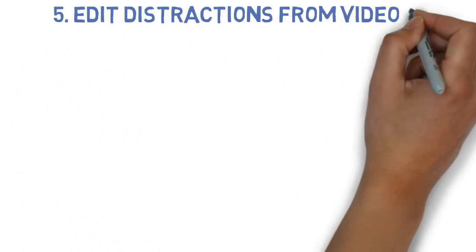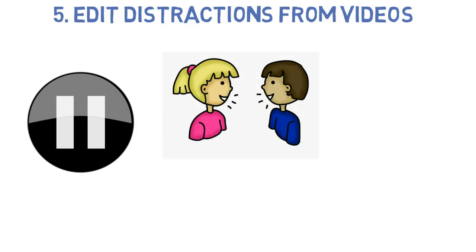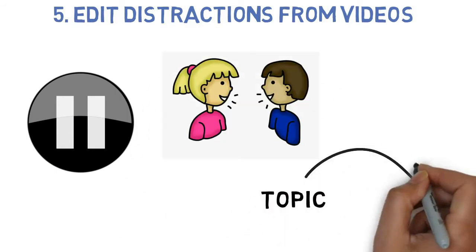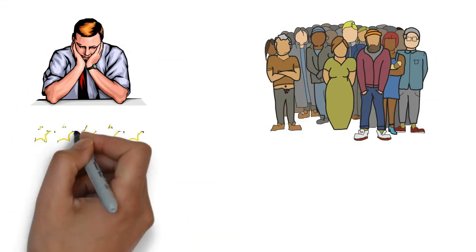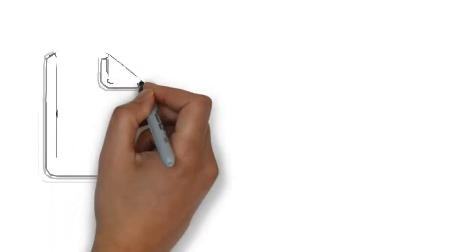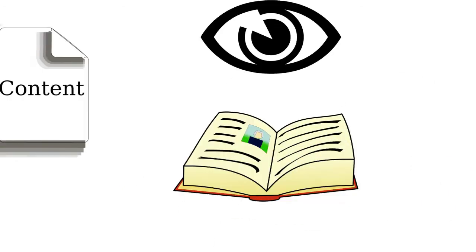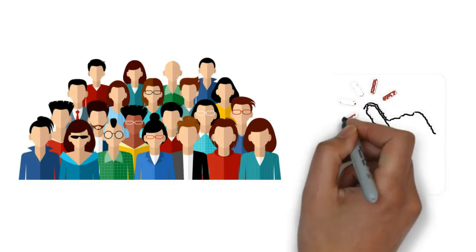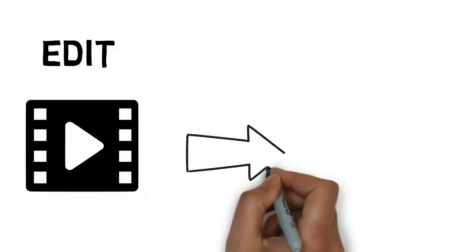5. Edit distractions out of videos. Long pauses, meandering talking, bouncing from one subject to another, or just being boring can make people start looking at the recommended videos for something more interesting. Make sure your content is engaging either visually or with a story. Don't give viewers a reason to click away. So edit your video and make it crisp and sharp.